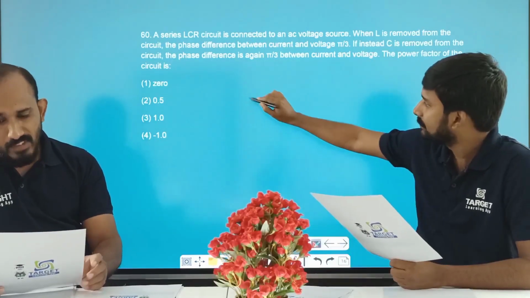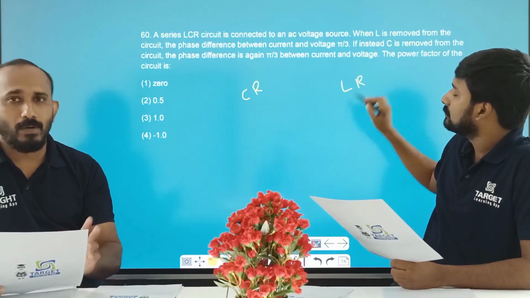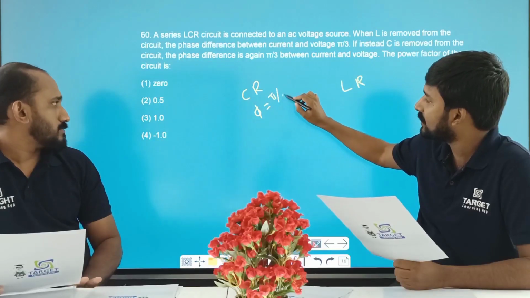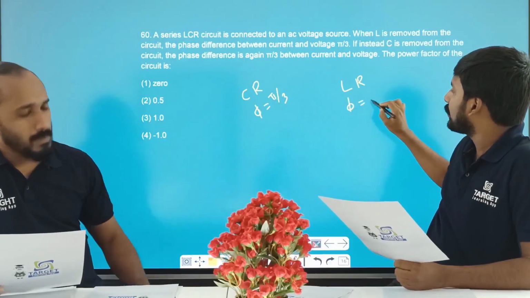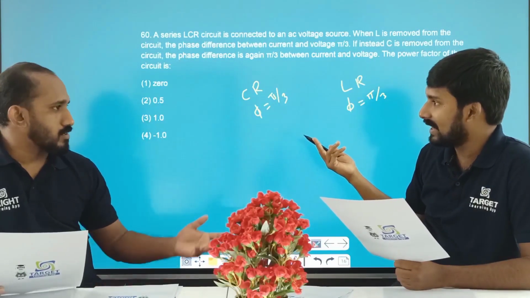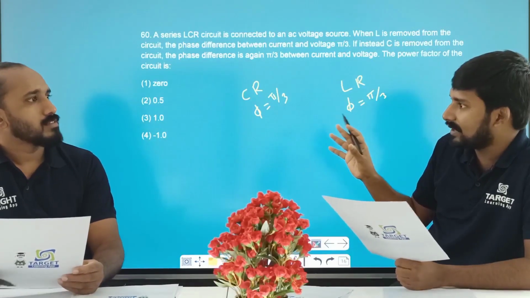If instead C is removed from the circuit, the phase difference is again pi by 3. Then in the LR circuit also the phase difference is pi by 3. So phi is equal to pi by 3 in both cases. Directly we can understand that it's a resonance-type condition, where XC is equal to XL.